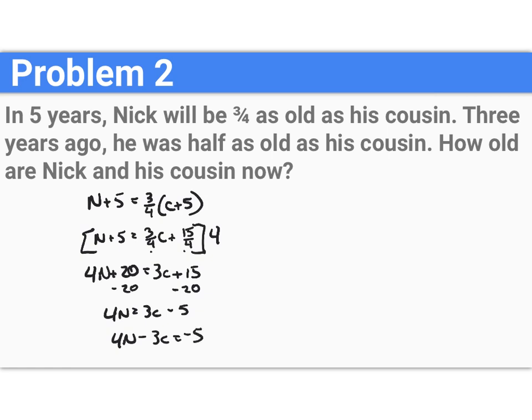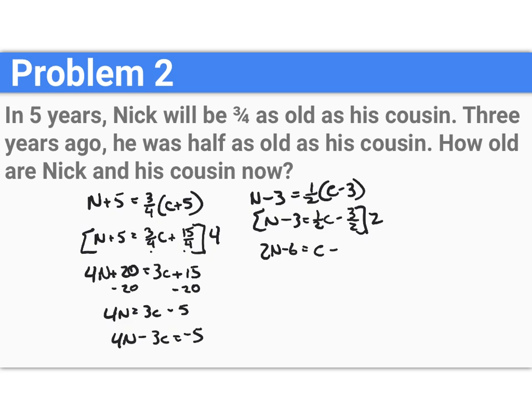Okay, now that's the first half. 3 years ago, Nick minus 3, he was half as old as his cousin. Half his cousin minus 3, because they're both 3 years ago. And so now I'm going to do the same thing. Nick minus 3 equals 1/2 C minus 3/2. And then I'm going to multiply this entire thing by 2. So you get 2n minus 6 equals C minus 3.